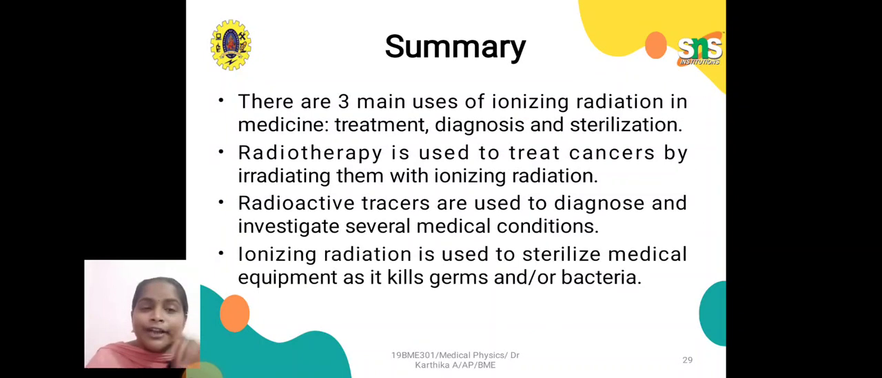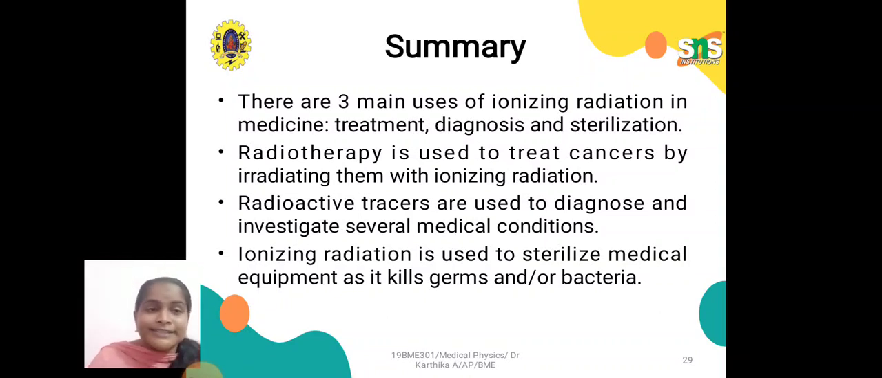In this, radiotherapy is used to treat cancers by irradiating them with ionizing radiation. Radioactive tracers are used to diagnose and investigate several medical conditions. Ionizing radiation is used to sterilize medical equipment as it kills germs or bacteria.